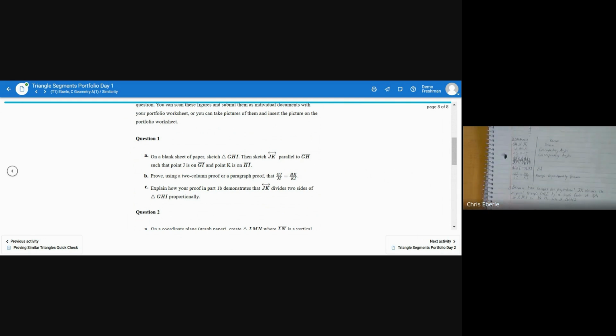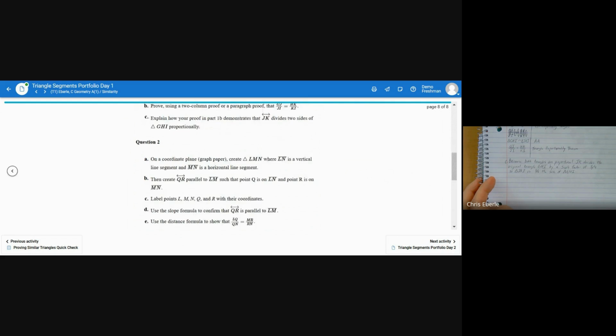Okay, so again, let's review real quick. We needed to draw the triangles in a coordinate plane, and then we needed to give a proof, 2-column proof or a paragraph proof. Again, I got most of this information straight from the lesson, and then I gave a description at the very end of why JK divides 2 sides of GHI proportionally, and I talked about the scale factor. All right. Let's move on to question 2.